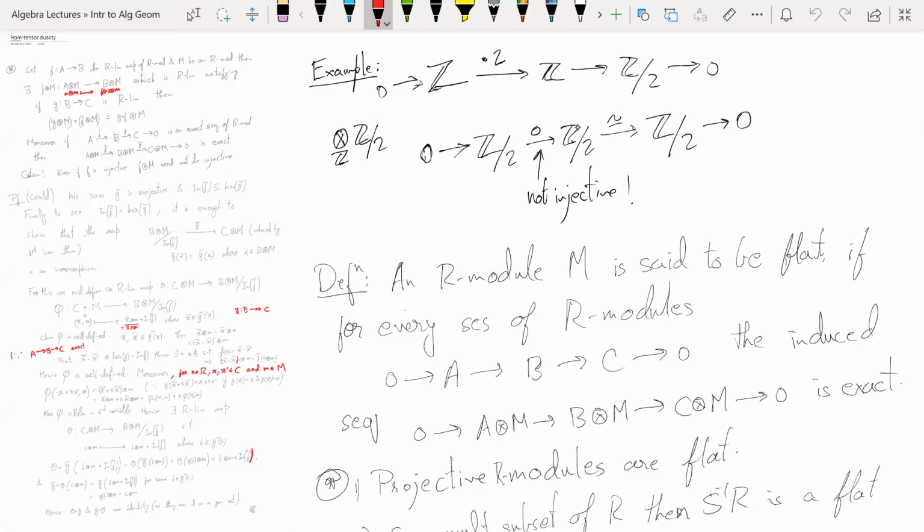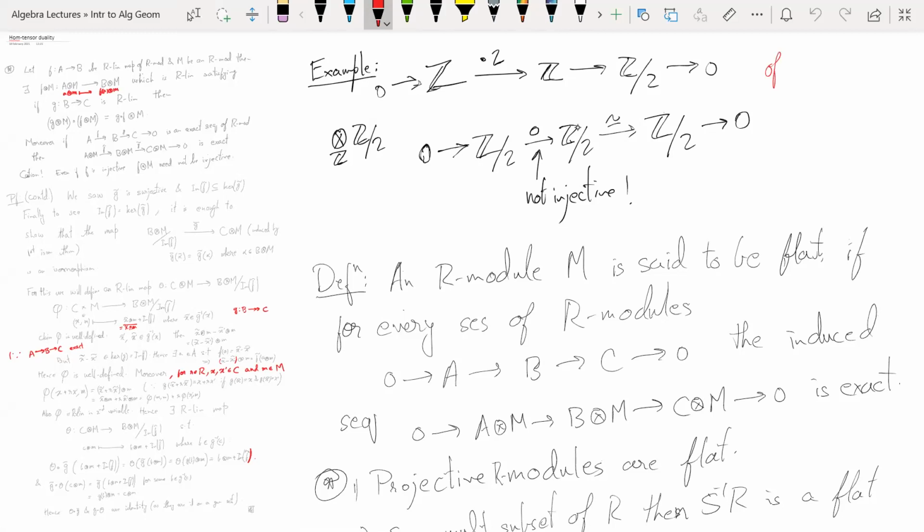Now you tensor the sequence of Z modules with Z mod 2Z over Z. Remember, Z tensor Z mod 2Z over Z doesn't change the module, so the first two terms are again going to be Z mod 2Z. Even the third term, remember we did this, is going to be Z mod the GCD of 2 and 2. GCD of 2 and 2 is 2, so you again get Z mod 2Z.